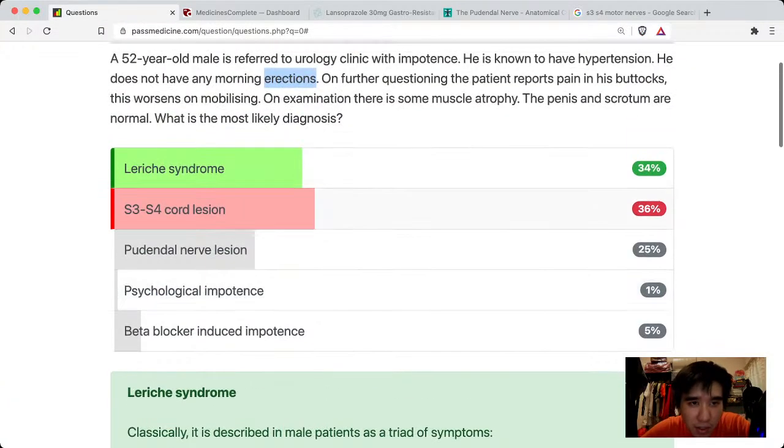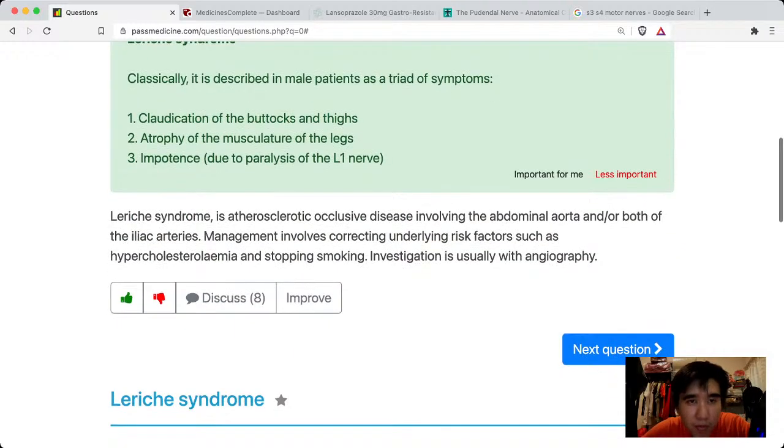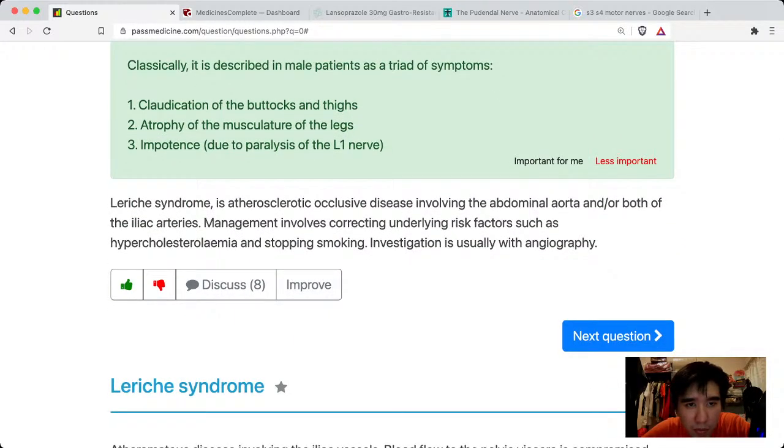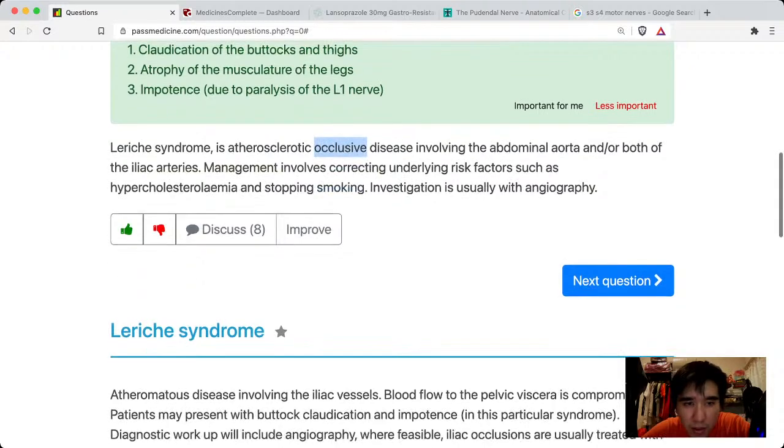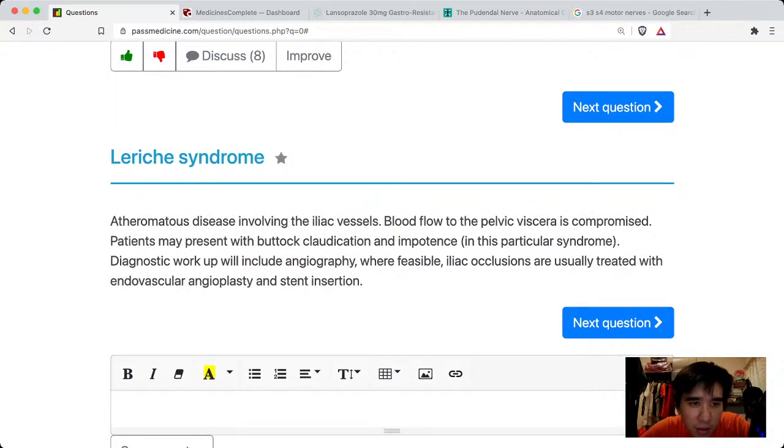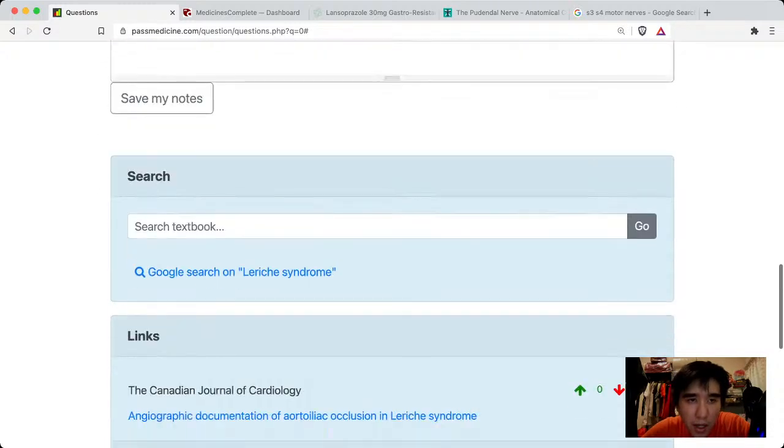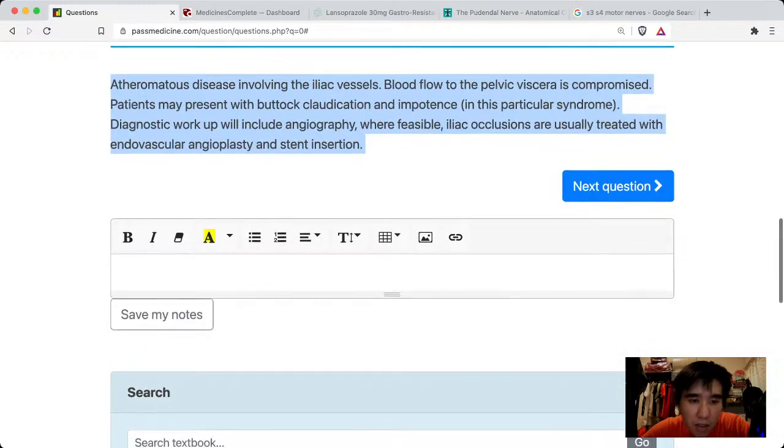Oh well, Leriche syndrome, something new. Due to arteriosclerosis. Leriche syndrome, atheromatous disease involving the iliac vessels. Blood flow to the pelvic viscera is compromised. Patients may present with buttock claudication and impotence in this particular syndrome. Diagnostic workup will include angiography. Iliac occlusions are usually treated with endovascular angioplasty and stent insertion.